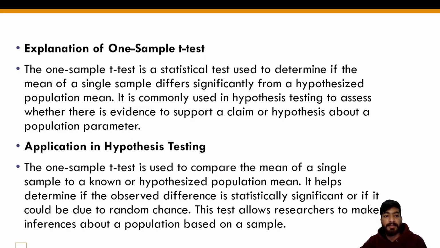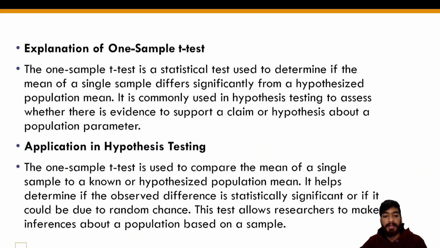One sample t-test. Explanation of one sample t-test. The one sample t-test is a statistical test used to determine if the mean of a single sample differs significantly from a hypothesized population mean. It is commonly used in hypothesis testing to assess whether there is evidence to support a claim or hypothesis about a population parameter.